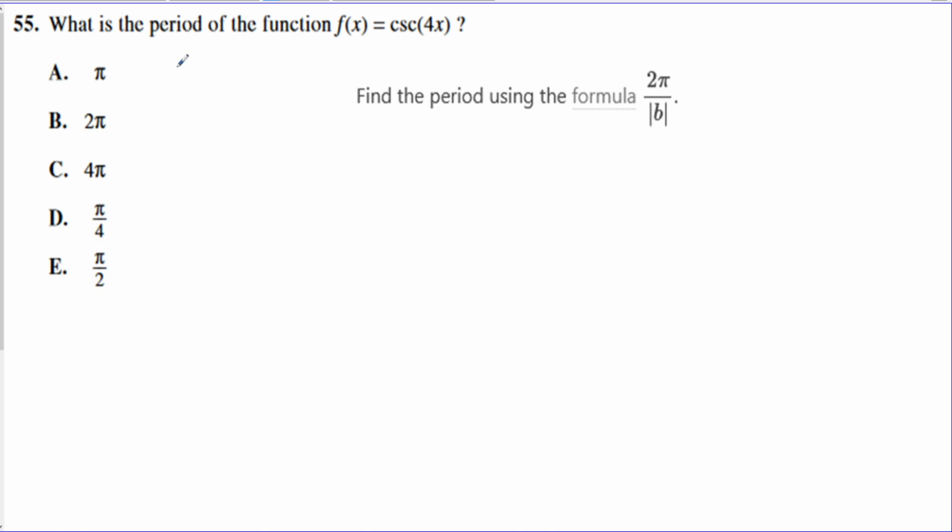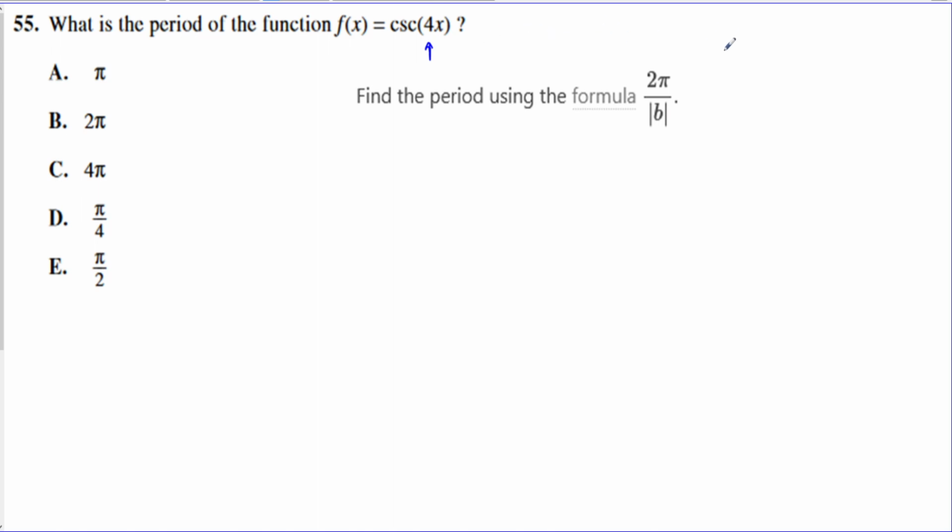Problem number 55. What is the period of the function f of x equals the cosecant of 4x? This is not on the formula sheet, so I'm pointing it out to you. If you want to find the period of one of these trig functions, you're going to use the formula 2 pi over the absolute value of b, where b is the number that's in front of the x.